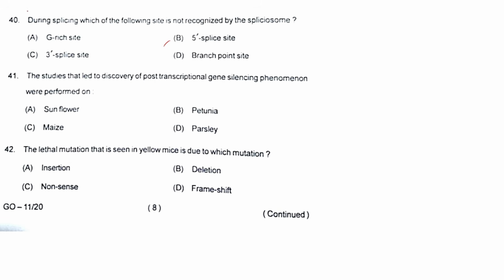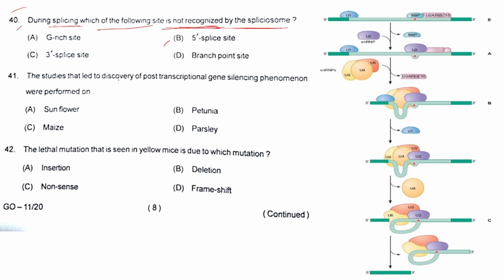So let's begin. Question number 40 is, during splicing, which of the following sites is not recognized by the spliceosome? As you know, splicing is a post-transcriptional modification in which the introns are removed and exons are joined in the mRNA. The mRNA undergoing splicing has three sites: a 5' splice site, a 3' splice site, and a branching site. As you can see in the diagram, here is the 5' splice site, here is the 3' splice site, and this point is the branching point. So three sites are there.